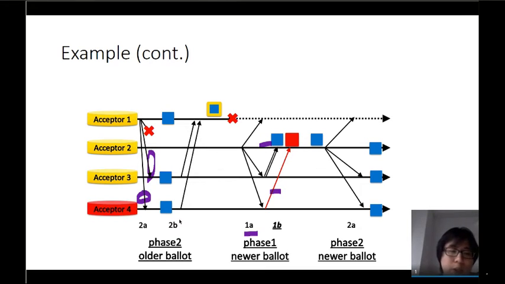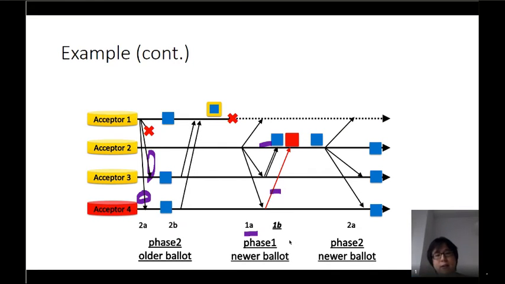So all this works because we assume that the phase 2A message must be real. An acceptor cannot lie about a phase 2A message, and we also assume that the acceptor cannot forge another guy's phase 2A message, right? So this is why this works.